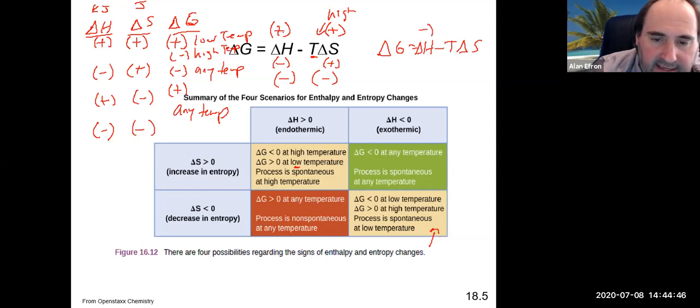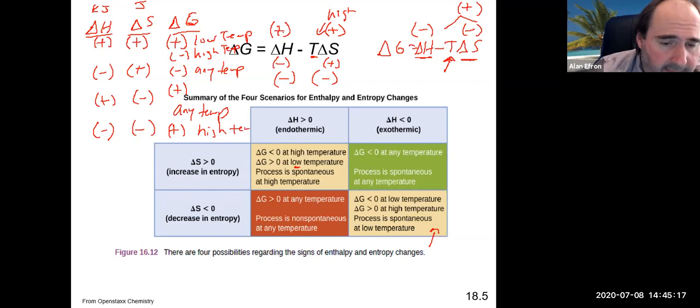In that case, we have a negative value here and a negative value here. So this negative value is going to turn this back part into a positive, which again means, because this is in joules and this is in kilojoules, you need a very high temperature in order for this guy to overtake the negative part of it. So at high temperatures, you would have a positive delta G. And at low temperatures, this part was not going to be able to overtake the negative part, and you would have a negative value at low temp.